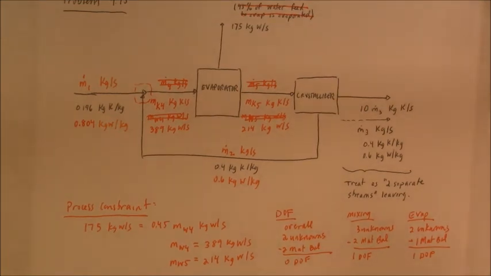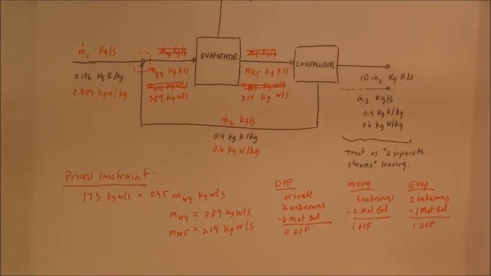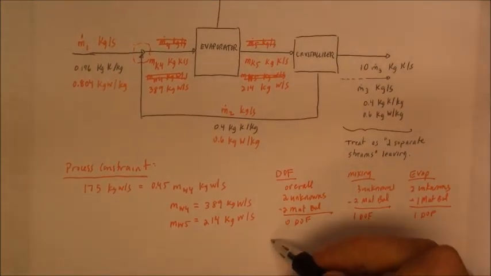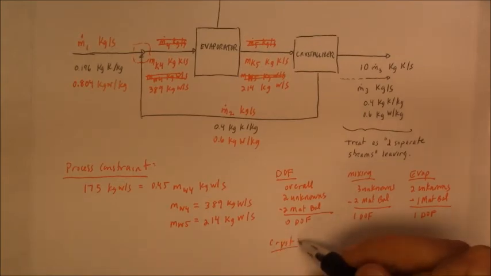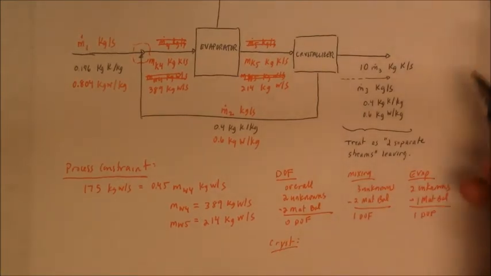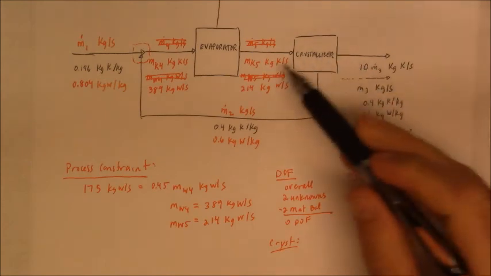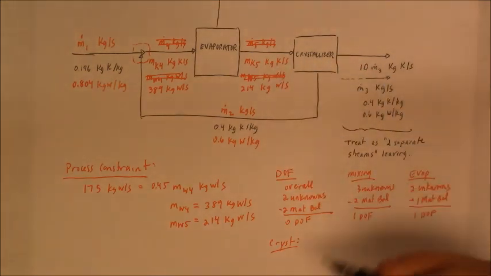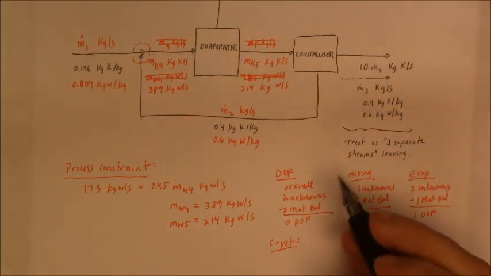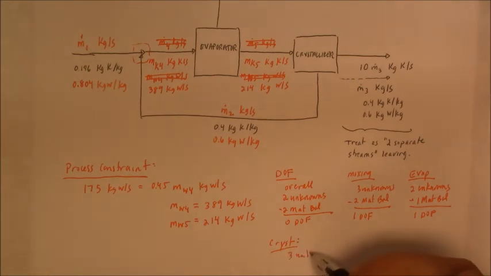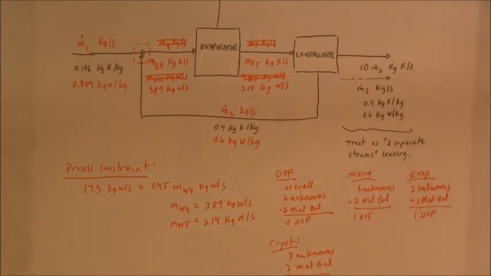I'm running out of space over here, but I have one more process to do a degree of freedom analysis on, so I'm going to move the paper up a little bit, and that's the crystallizer. On the crystallizer, we have 1, 2, 3 unknowns, and we still have our 2 material balances. So that gives us 1 degree of freedom.